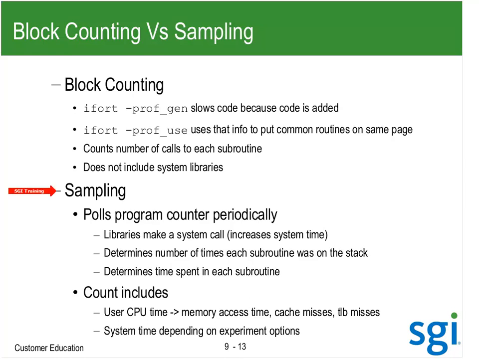Now with sampling, I'm periodically checking where the program counter is. This does include libraries, but libraries are making the system call. We can get an increase in system time, also SI time, if I interrupts. It determines the number of times each subroutine was on the stack and the time spent in each subroutine. The count included user time and system time. It does include memory access time.